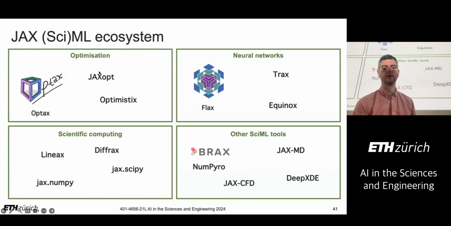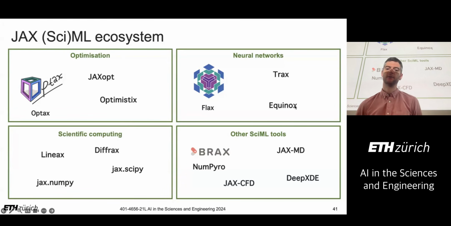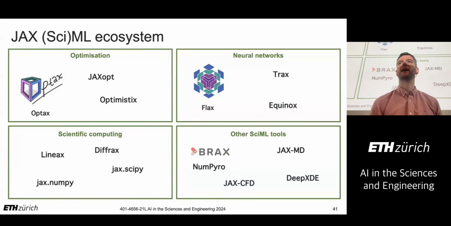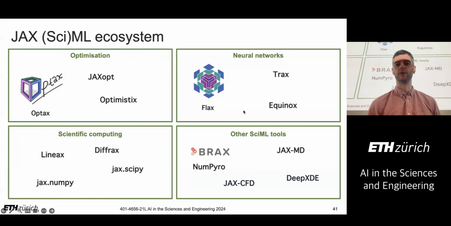So there are optimization libraries for doing gradient descent and higher order optimization methods: Optax, JAXopt, Optimistix. There are many libraries out there. There are also other libraries that allow you to train neural networks and define neural network architectures. JAX is maybe a bit different to PyTorch in this respect. JAX doesn't have a built-in module that does neural networks. You have to use one of these external libraries to do that.